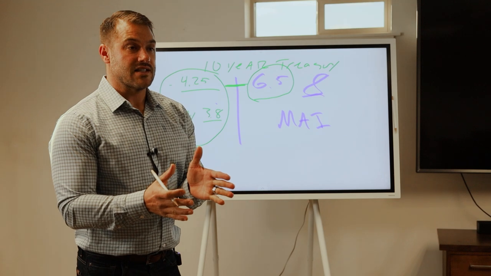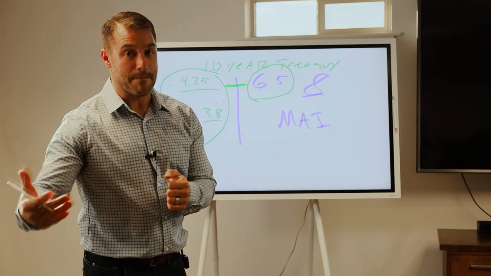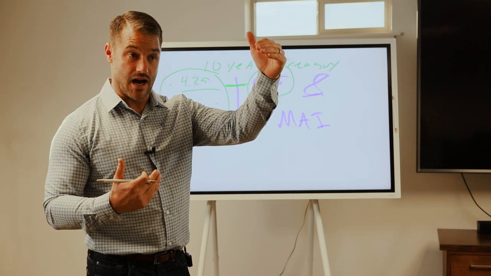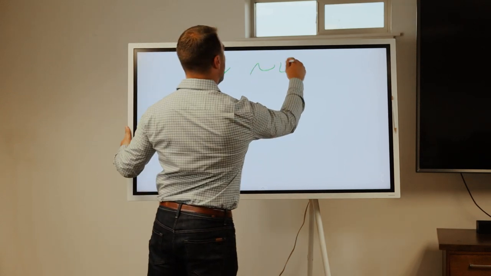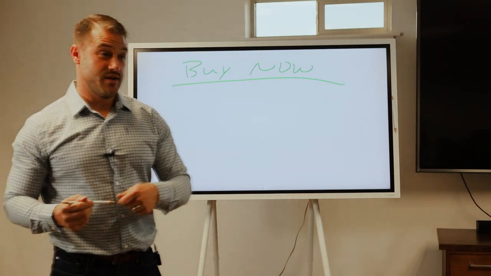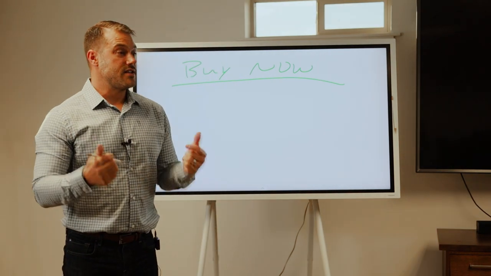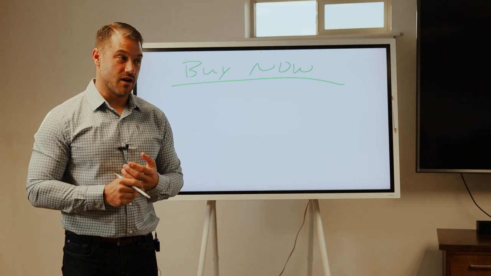So fewer lenders are lending because there are fewer buyers buying the loans. To get the buyers to buy the loans, you have to offer a higher return. So here's what happens. Buy now. The reason you would buy now is because interest rates are high and there aren't very many buyers buying right now. This is also a good time to buy stocks.